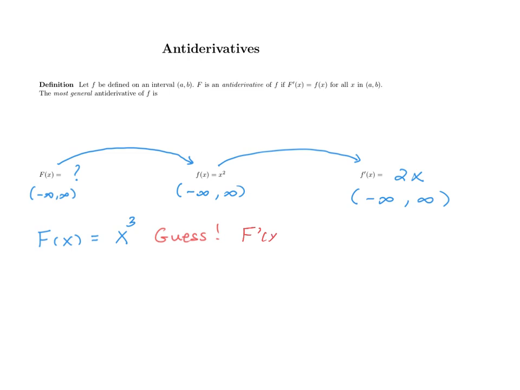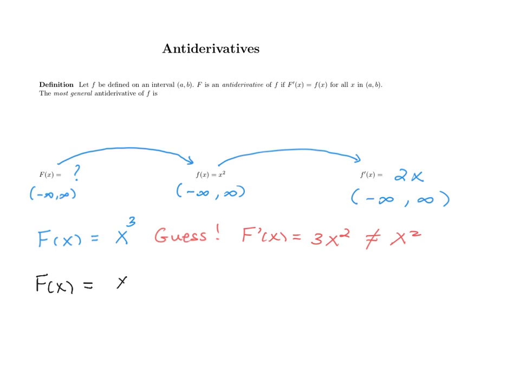If I take the derivative, it's 3x squared, and it was supposed to be x squared, and it's not. But that means we're pretty close. We have an x squared and x squared. The issue is this 3 should not be here. So we can go back and refine our guess. We can make a new guess.